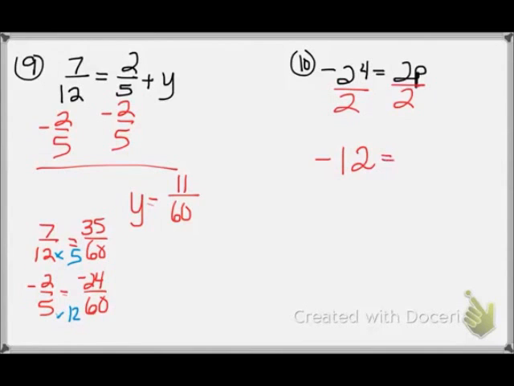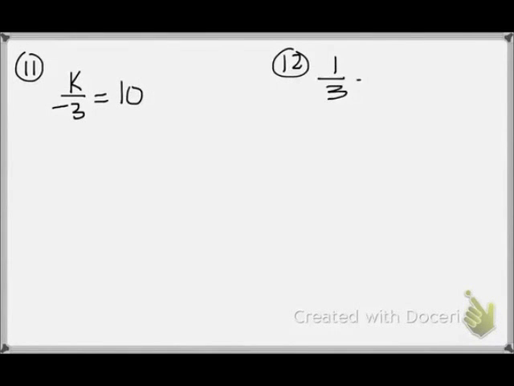Number 10, I'm dividing by 2. You get -12 equals p. Number 11 is coming up. Let's watch it play out. Okay, so k over -3 equals +10. And number 12: 1/3 equals, let's see, 4/5 c.